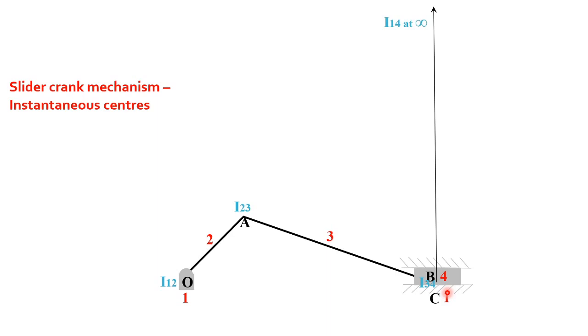Okay, clear. And remember, this line can be of any length. This is not representing your I14. This is only the direction. So you draw a line of any length, put the direction, and write there I14 at infinity. Clear? So these are 4 centers by direct inspection.